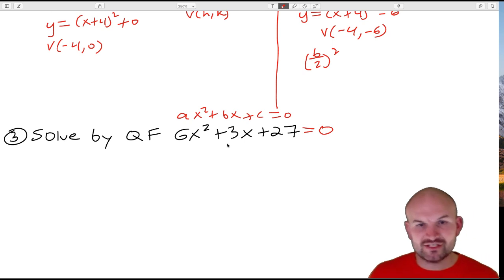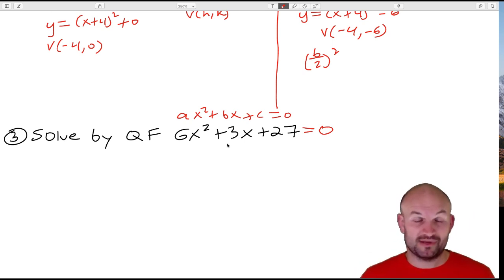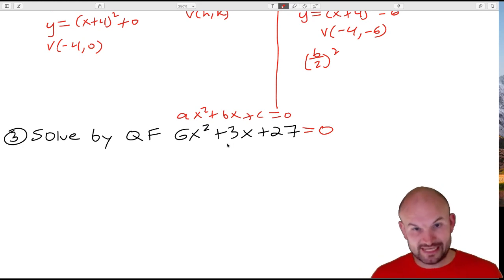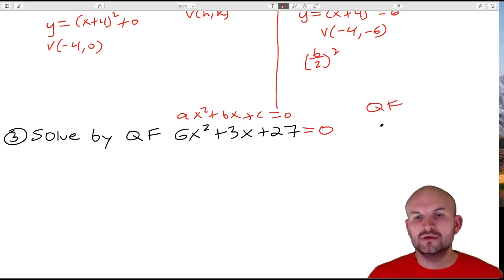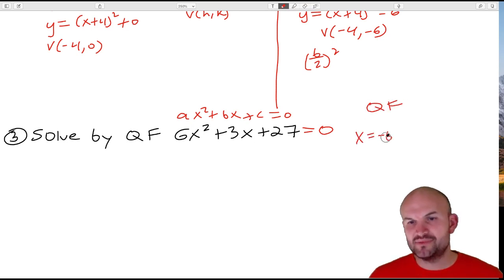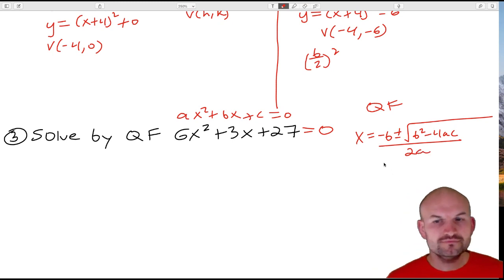Because again, when you factor, you want to apply the zero product property. You can only apply the zero product property when you have a product equal to 0. So the same thing with the quadratic formula. You have to have a quadratic equal to 0 to apply that quadratic formula. And again, the quadratic formula is x equals the opposite of b plus or minus the square root of b squared minus 4 times a times c, all over 2 times a.